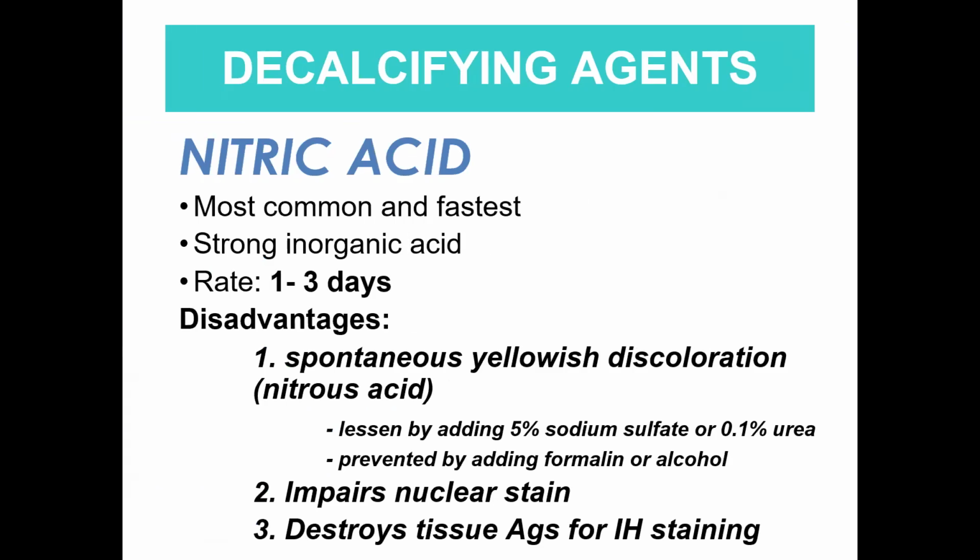Let's start with your nitric acid. This is the most common and the fastest decalcifying agent. This is a strong inorganic acid, and its rate of decalcification is 1 to 3 days. However, it causes spontaneous yellow discoloration because of nitrous acid. This is lessened by adding 5% sodium sulfate or 0.1% urea, and also prevented by adding formalin or alcohol. It also impairs your nuclear stain and destroys tissue antigens for immunohistochemical staining.